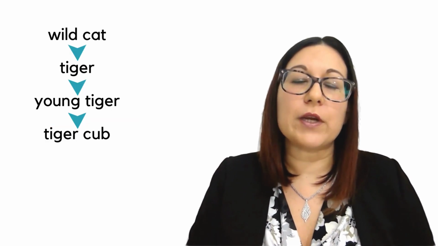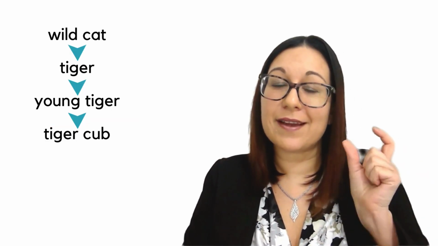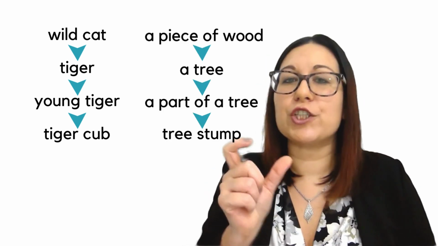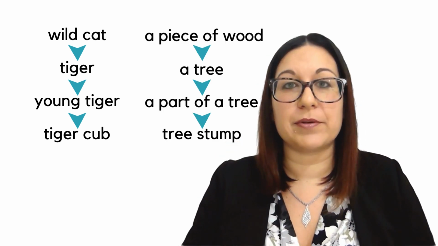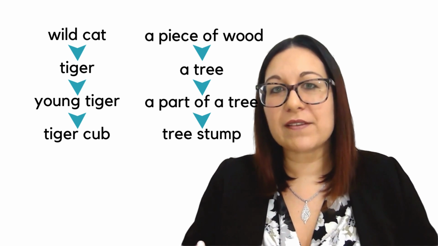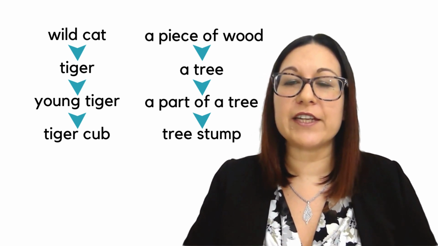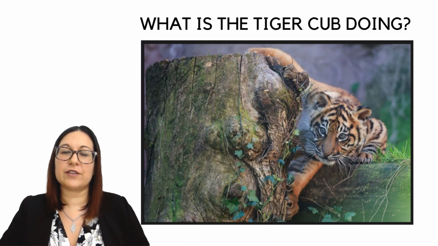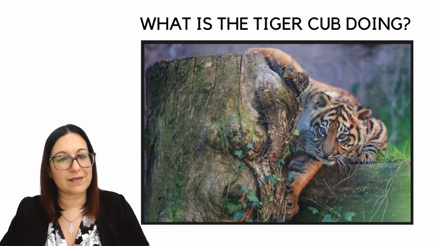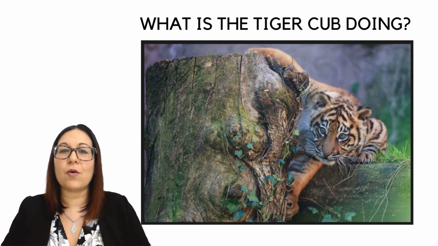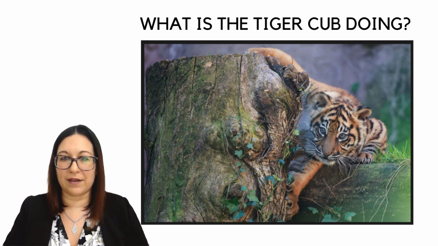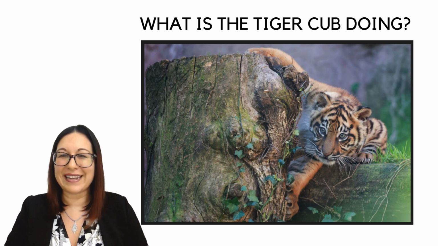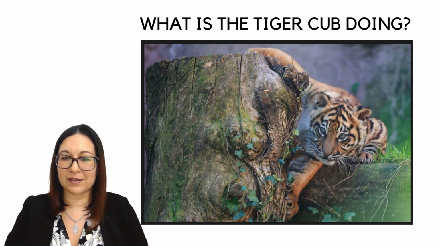So now we've got a young tiger is a tiger cub, and that part of a tree is a tree stump. So that's how we have just elevated our vocabulary to be a lot more specific. But now we need to get some verbs in here to make this phrase into an actual sentence. So think about what the tiger is doing. What is the tiger doing?